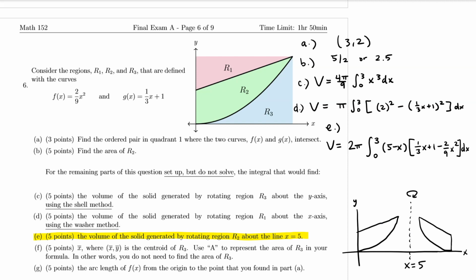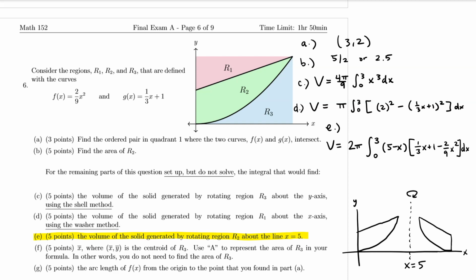Now, if you read part E, it doesn't tell you that you need to use the shell method, and so there's actually a way that you could get the correct answer using the washer method as well. The thing about the washer method in this case, though, is that in order to get the correct answer using the washer method, you would need 2 separate integrals.